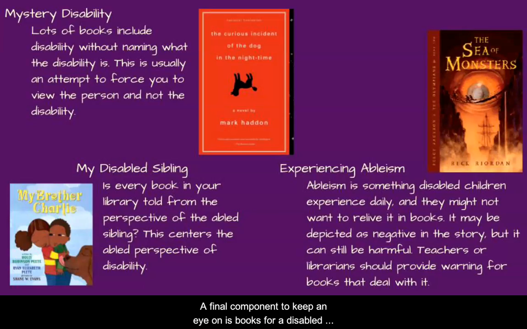A final component to keep an eye on is books where a disabled character experiences ableism. While this might be helpful in understanding ableism for students that don't experience it, it can do more harm than good. Your disabled students likely have direct experience with ableism. They might not want to encounter it in books. While you shouldn't necessarily avoid these books, you should provide warnings and reconsider the way they might be included in your lessons.